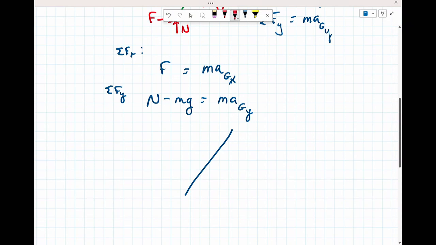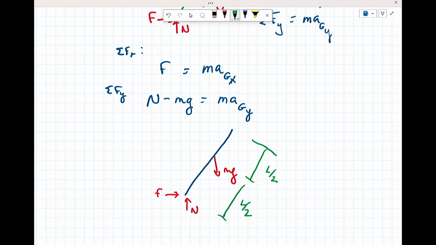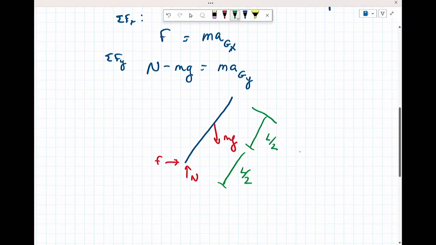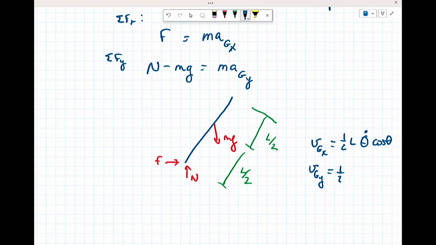I'm going to go back to this drawing. I got mg, normal force. And I'm just going to add a little bit more. So I have the length of both, so L over 2 to G. And from that, I can start to put together some terms. VGX equals 1/2 L theta dot cos of theta. VGY equals 1/2 L theta dot sine of theta.